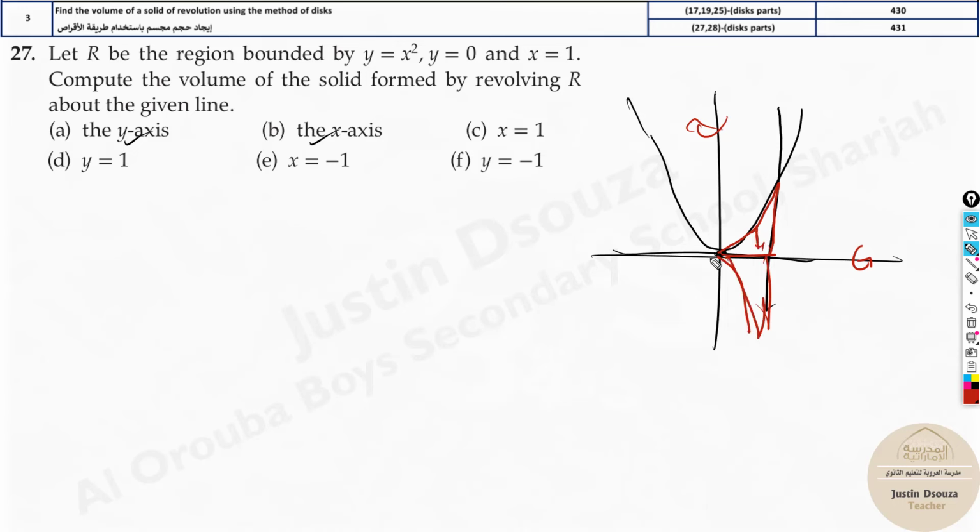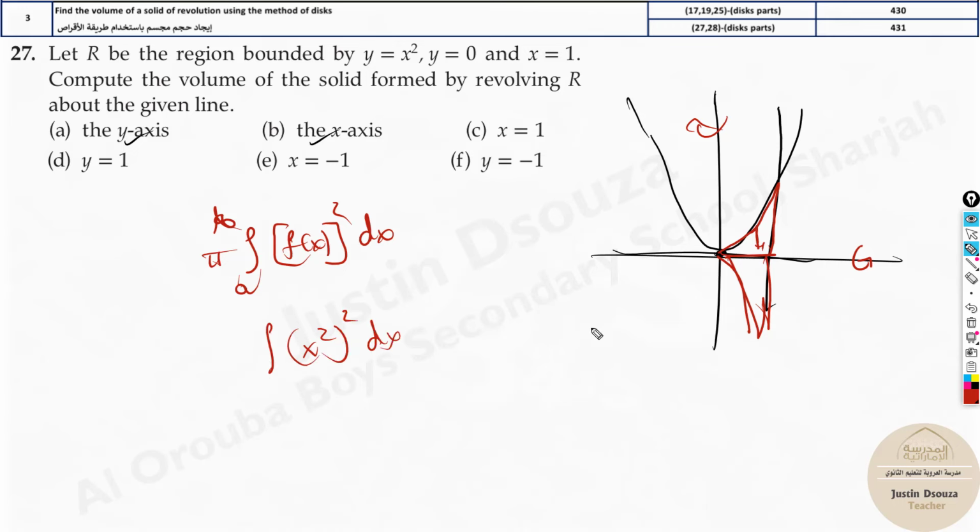Now this is the radius. So let's solve this. The formula is the integral from a to b of pi times f of x, the whole squared, dx. Now, what is the equation given? It's already in terms of x. So we write x squared, the whole squared, dx.